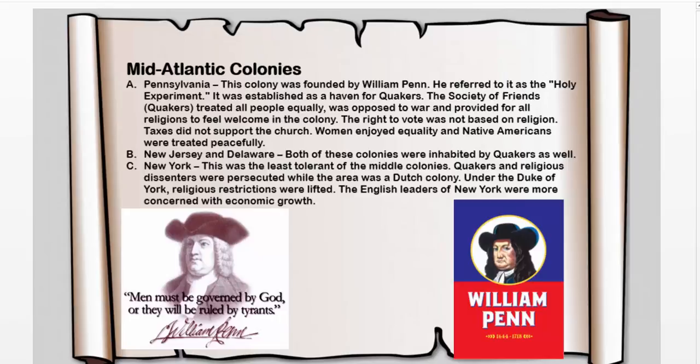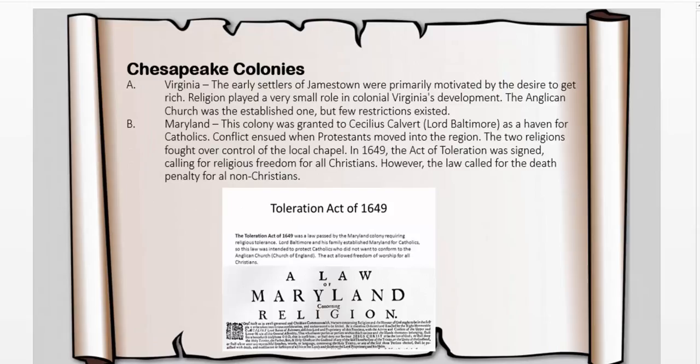And those restrictions were limited when it became New York, but they really were not a colony focused on religion. All right, then we go to the Chesapeake Colonies. There's a difference here. Virginia, which starts at the Jamestown settlement, religion was not a major part of life in Virginia. Yes, they had the Anglican Church, but there weren't a lot of restrictions placed.